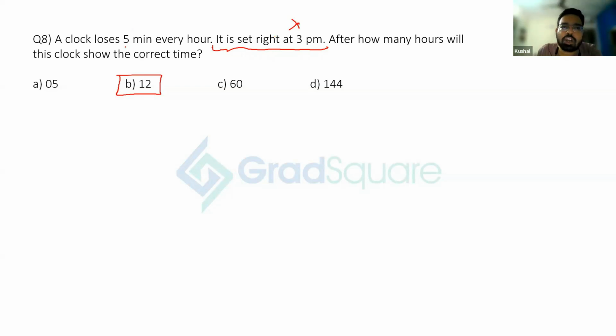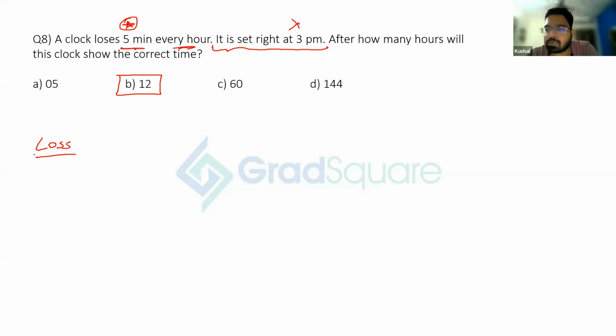Now, the clock is losing 5 minutes every hour, right? Now tell me first thing, how much should it lose? Right now, what is the question saying? It is losing 5 minutes every 1 hour. In 1 hour of actual time, it will lose 5 minutes. So instead of reflecting 1 hour, it will only reflect 55 minutes. Clear? Now tell me something, if it has to reflect the correct time again, how much should be the total loss?